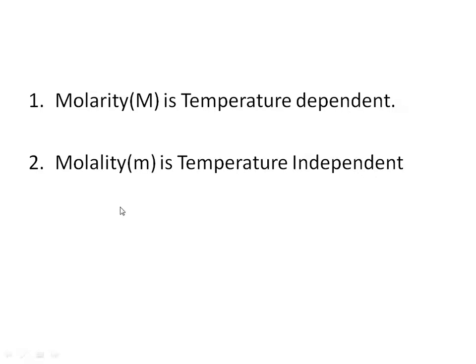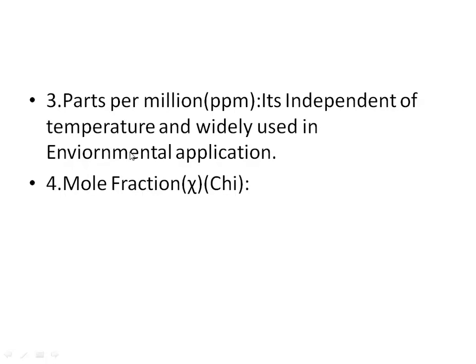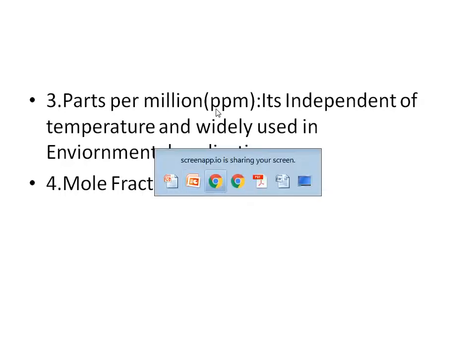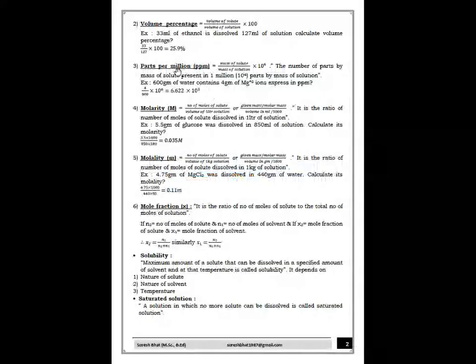Now the next concentration of solution we go for is called parts per million, which is represented by the symbol ppm. How do we define parts per million? Parts per million is defined as the ratio of mass of solute to the mass of solution into 10 raised to 6, or the number of parts by mass of solute present in 1 million, that is 10 to the power 6, parts by mass of solution, right? I think you have understood the definition.